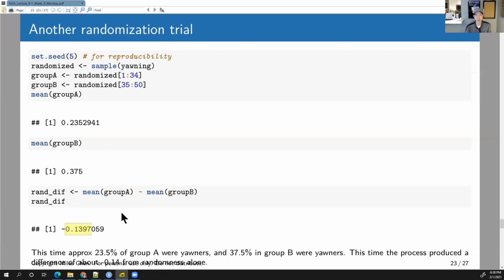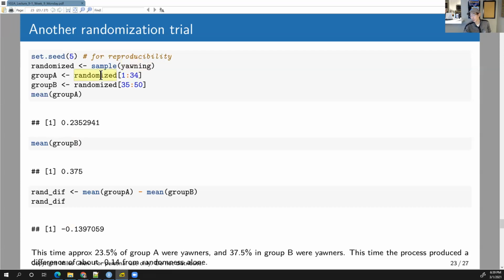Is that okay? What's happening here? Here we know that the only reason there's a difference between group A and group B in proportions is just this randomizing process. I did sample of yawning. That's the only reason.